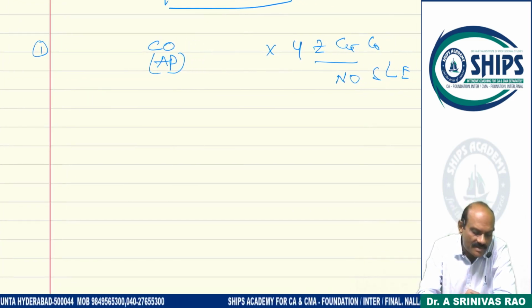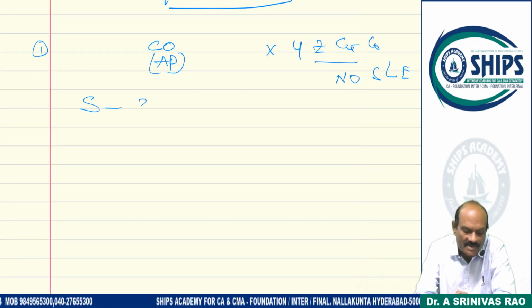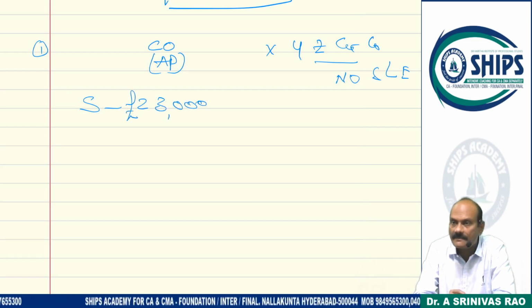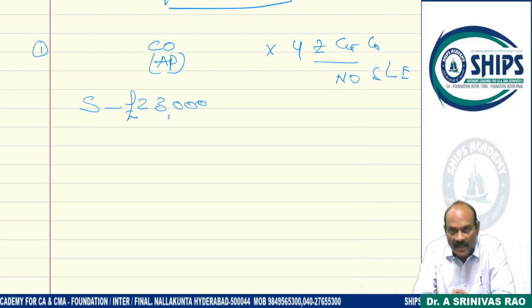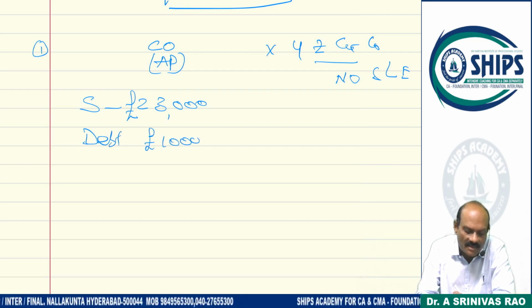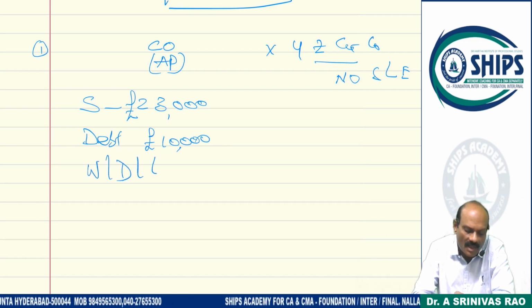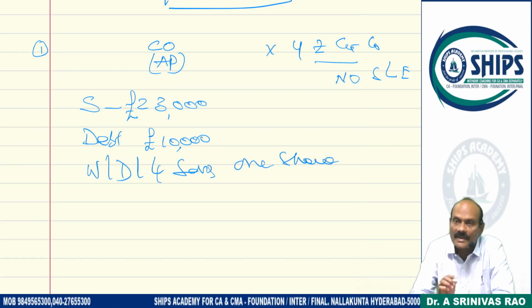Mr. Solomon started a company by the name of Solomon Company Limited. He made an investment of 23,000 pounds worth of shares in his name. One share is equal to 1 pound, total 23,000 shares in his name. Later, he acquired 10,000 pounds worth of debentures in that company. His wife, daughter, and 4 sons got 1 share each in that company.